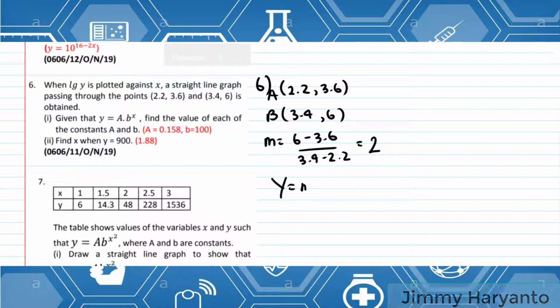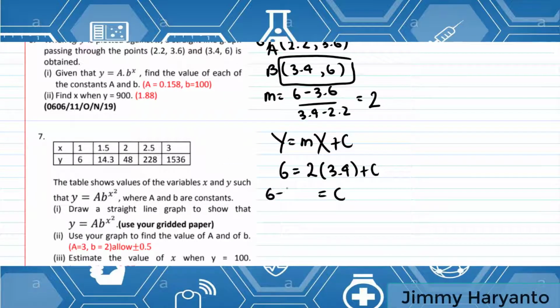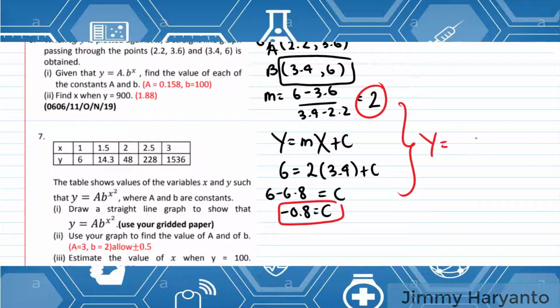Now I have to find the c. Y equals to mx plus c. I will use this one, 3.4, 6. So I write 6 equals to, the gradient is 2, the x is 3.4 plus c. So c equals to 6 minus 6.8, negative 0.8 equals to c. Okay, there you go. I have m and c. I can rewrite them into y equals to 2x plus c. Sorry, wrong. C is negative 0.8.